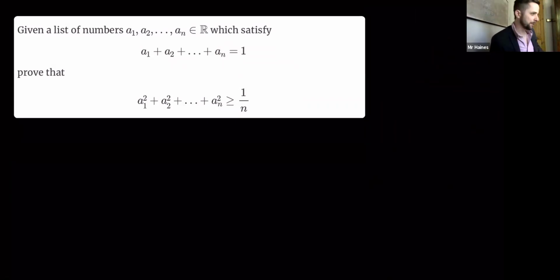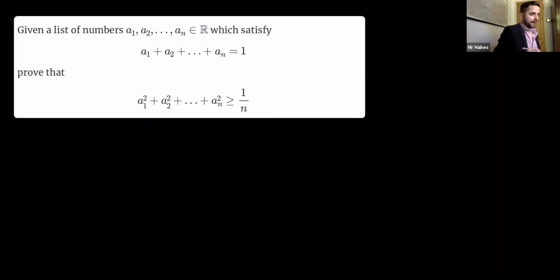Okay, now we're going to use the full power of the Cauchy-Schwarz inequality to prove something really quite deep about any sequence of numbers that adds together to make 1. So if you take any list of numbers that sums to 1, then when you square those numbers and add them together, it cannot be smaller than 1 over n.